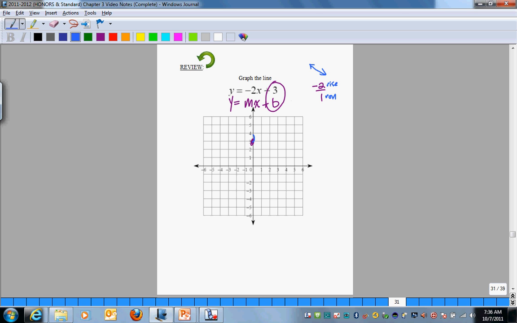So I can rise 2 and go over 1 to the left to make the line go down, or I could drop 2 and go over 1 this way. Either way, I get the same line. This is y equals negative 2x plus 3.